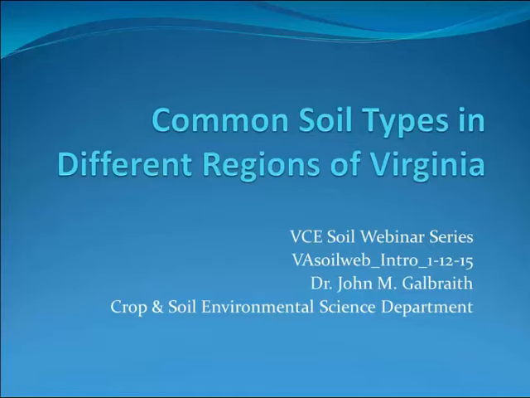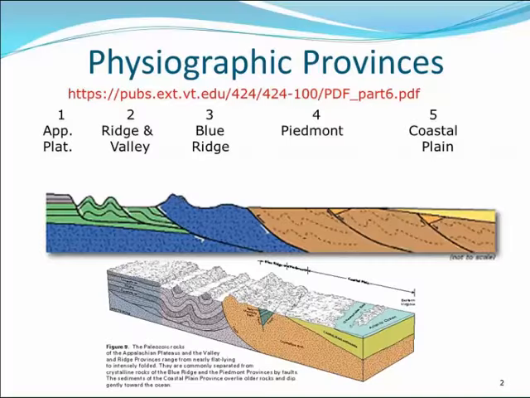Well, let's get started talking about the soil types in different regions. Let's start by talking about the different regions. Another name for that is provinces. We can start from west to east with the Appalachian Plateau, go to the Ridge and Valley, the Blue Ridge, the Piedmont, and the Coastal Plain.